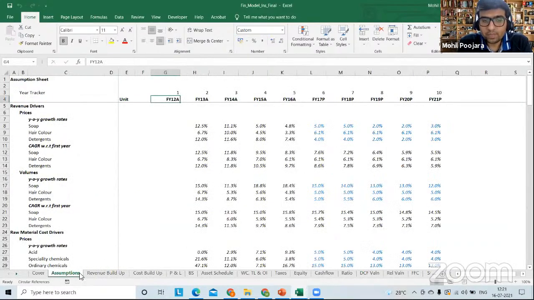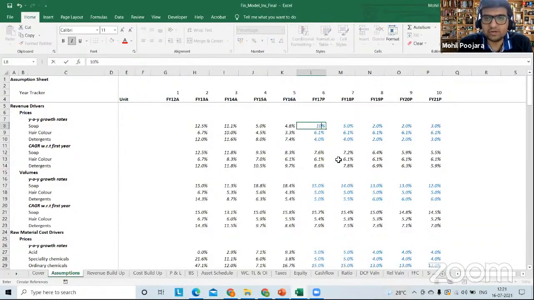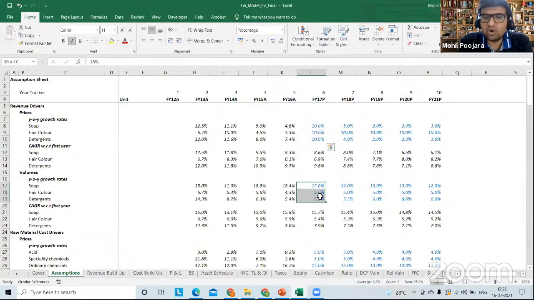So I go to the assumption sheet. This is another FMCG company which has three major products: soap, hair colors, and detergent. And we're assuming growth rate and prices. Let's say we now assume that the price will grow, instead of 5%, it will grow by 10%. Right? The prices are going to grow by 10%. Let's assume that the volumes remain constant. The volumes do not dip because of the price rise, because the customers are very sticky. They have good brand loyalty. So even if they increase the price by 10%, the customers are not going to shift away.